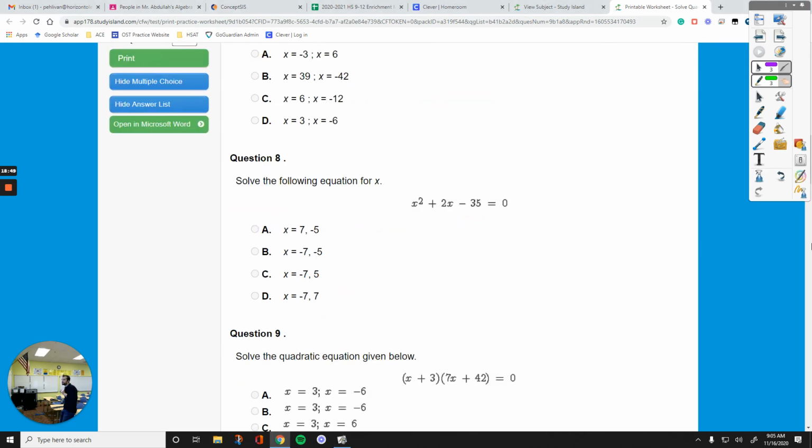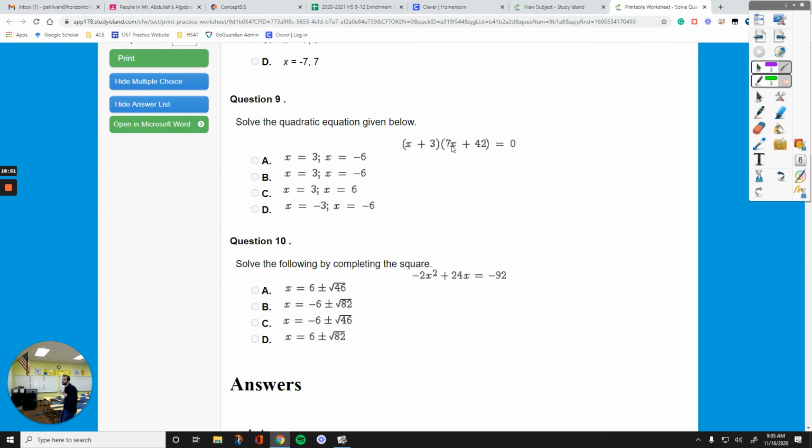Okay, these are all the same. Zero product property, either this one is 0, that one is 0. So this would be negative 3, that would be negative 6. So the answer would be D. That's how long it takes when you know what you're doing. After a while, these questions don't take too much time.